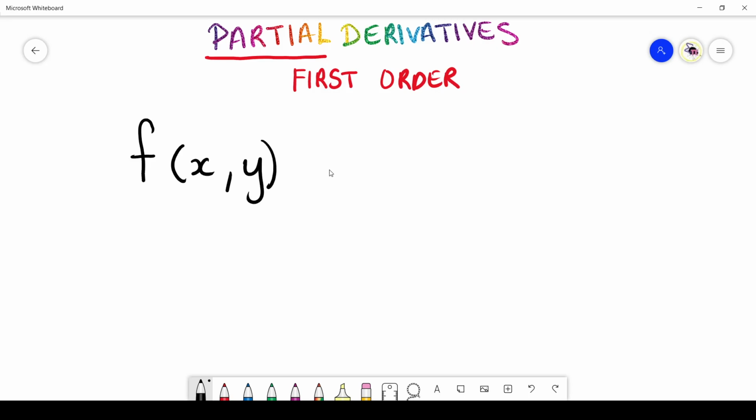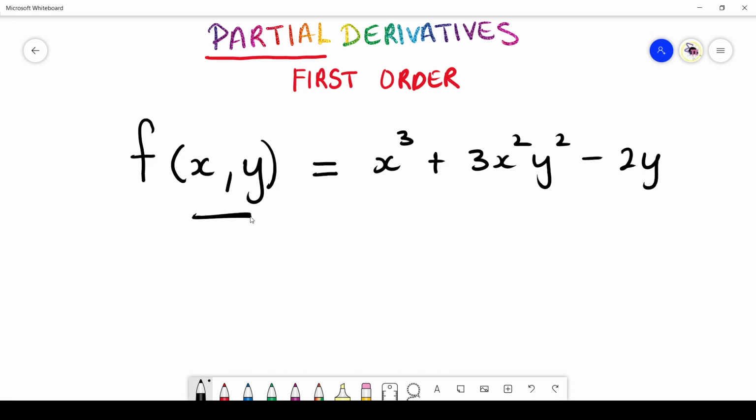It's read as f of x, y, and then you have your routine equal sign because it's going to be an equation, and then your function can have variables such as follows: 3x squared, y squared, minus 2y.